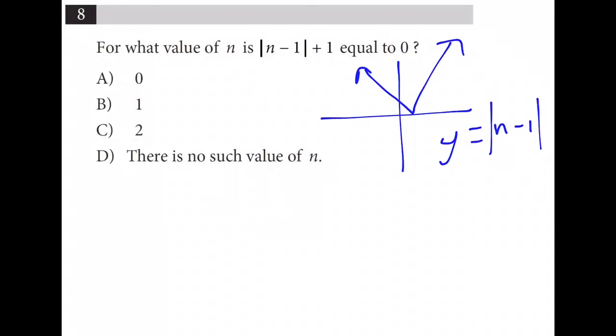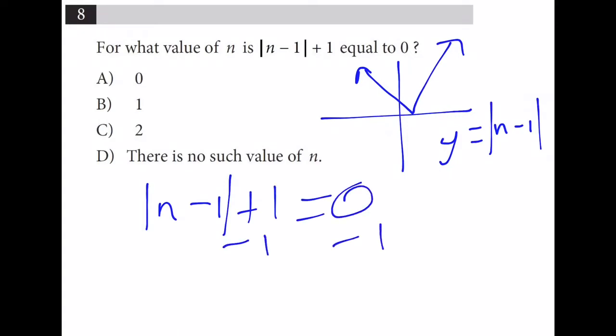What do we notice about this graph? It never goes below the x-axis. So if we consider that this term plus 1 has to be equal to 0, well, let's solve for this by subtracting 1 from both sides. So we have the absolute value of n minus 1 plus 1 is equal to 0.